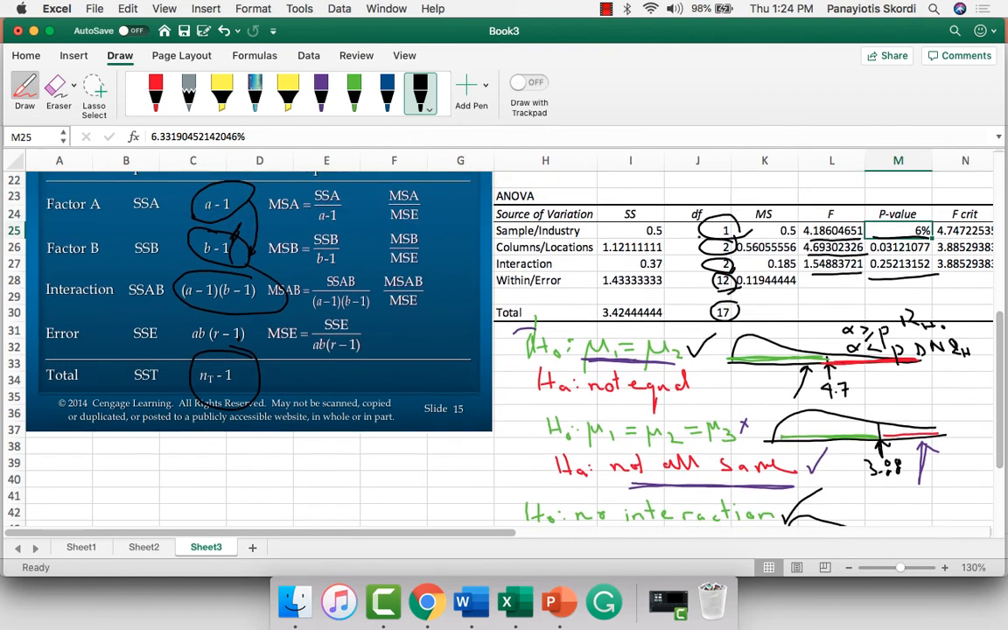And to get the mean square, it's the sum of the squares divided by the degrees of freedom. So 0.5 divided by 1 is 0.5. And this number over here, this 0.56, comes from 1.12 divided by 2. And all the way down, just divide these out. For the f-test statistic, you take the mean square of whatever row you're in, and you always divide it by the error mean square. So that's how you get this value. To get the next test statistic, you take the mean square, and again, you're always dividing by this value in here.